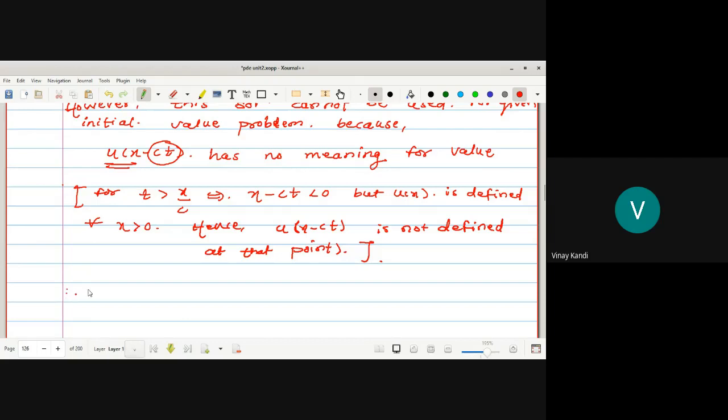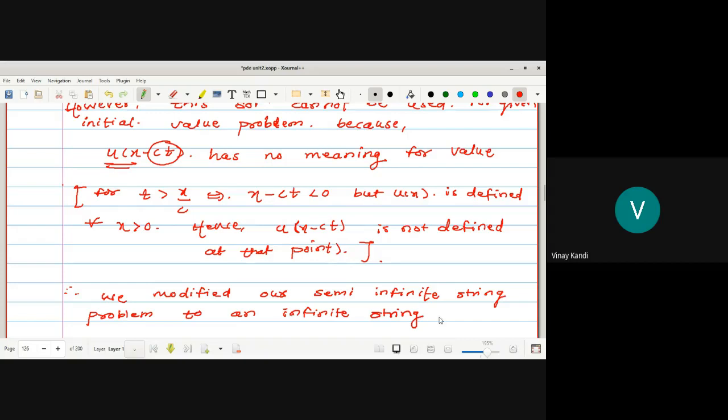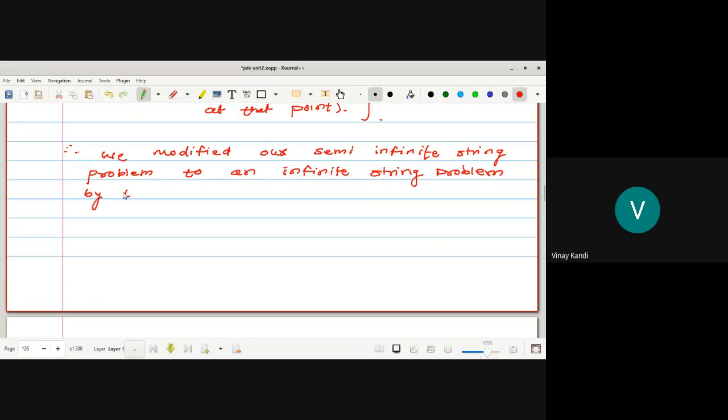Okay. So therefore, we modify our semi-infinite string problem to an infinite string problem by extending the data as follows. For that, whatever string we have, we need to modify it.